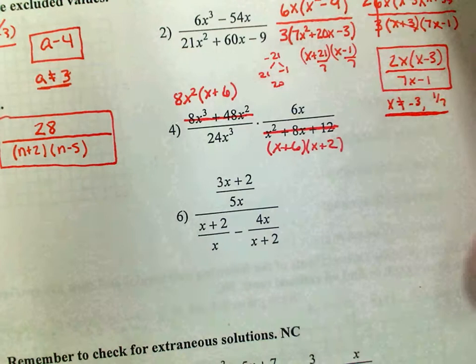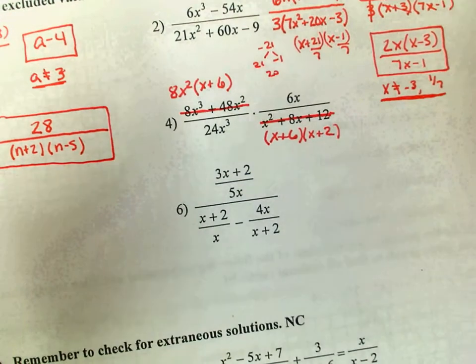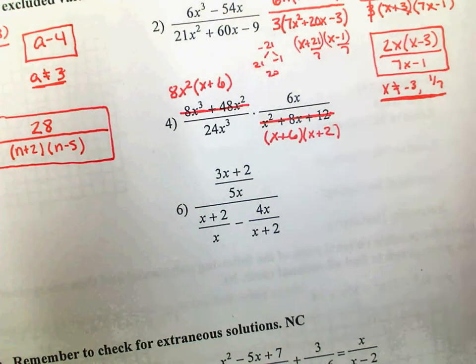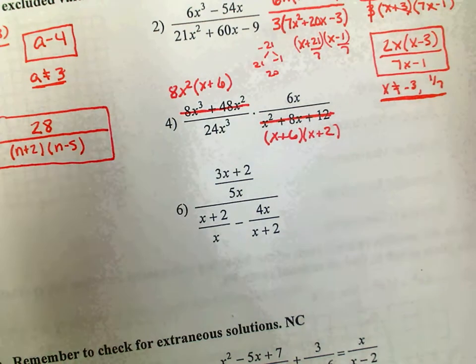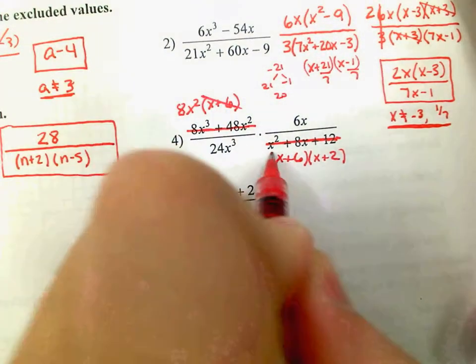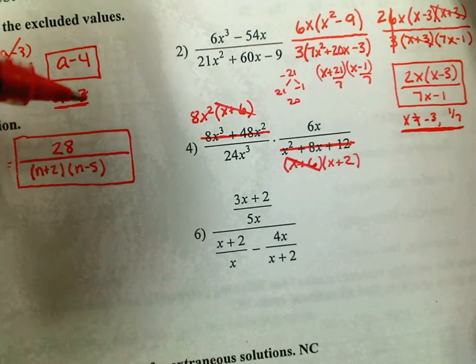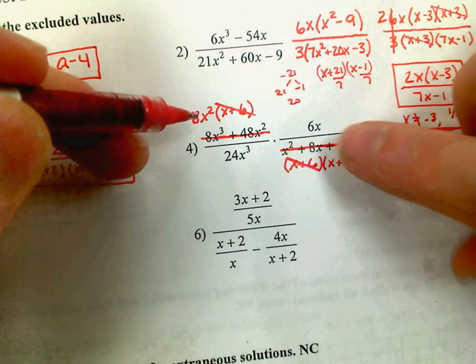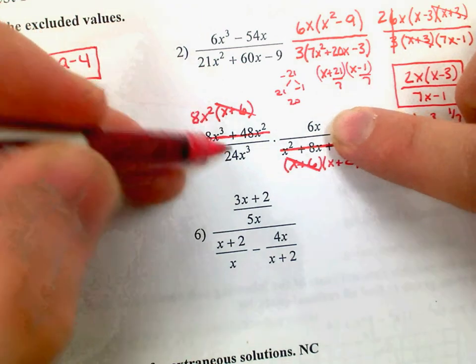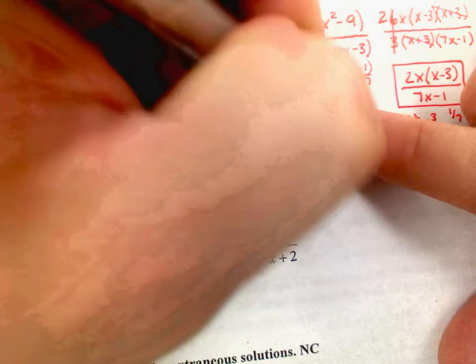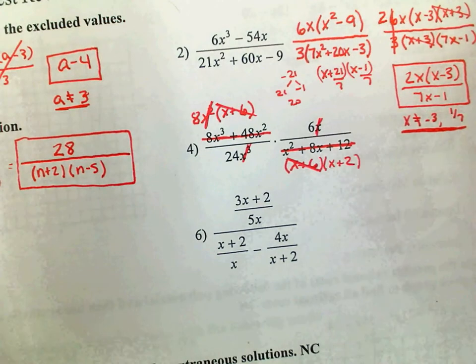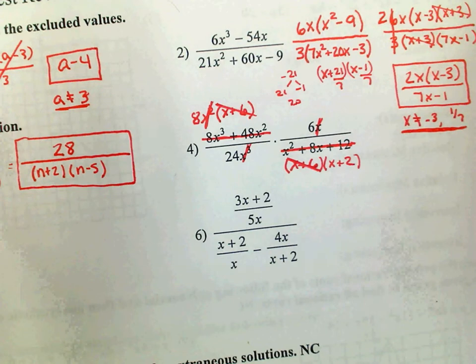Okay, so looking at what I have available to me here, I see that I have an x plus 6 that can cancel. I see that I have an x squared and an x. Now that's x to the third, and that can cancel with this x to the third. So I'm going to get rid of all of those individual x's. And that leaves me just on the top 48, and on the bottom 24.